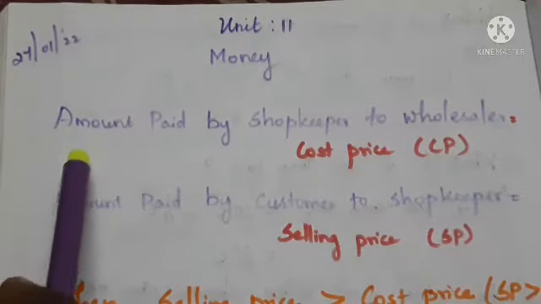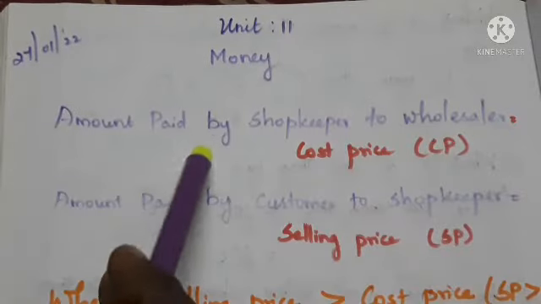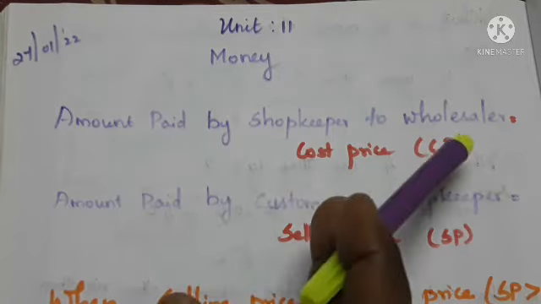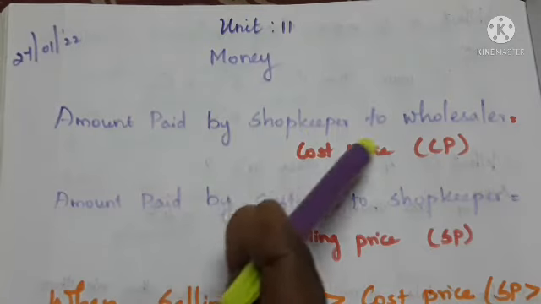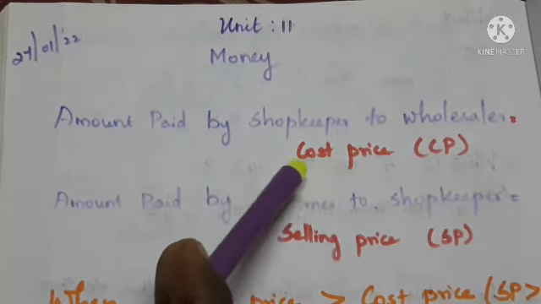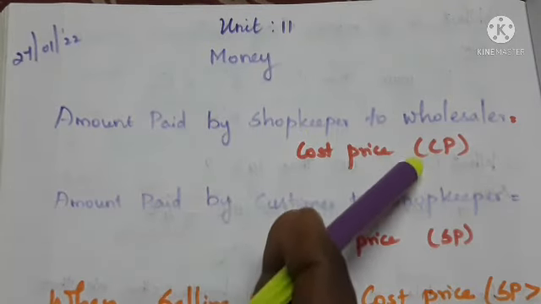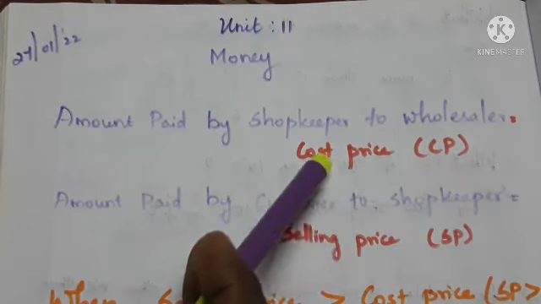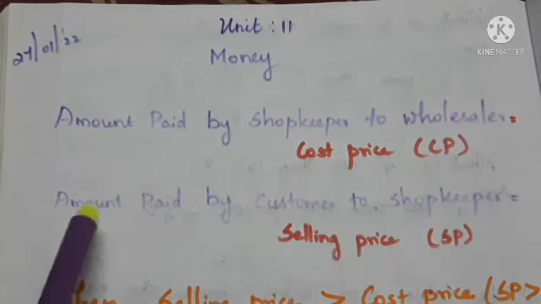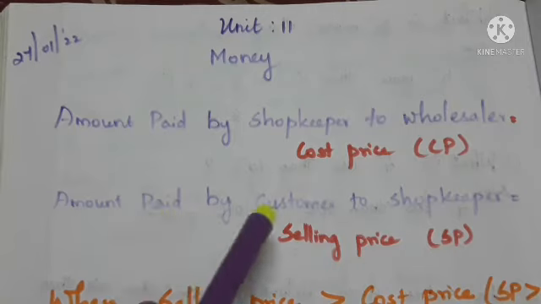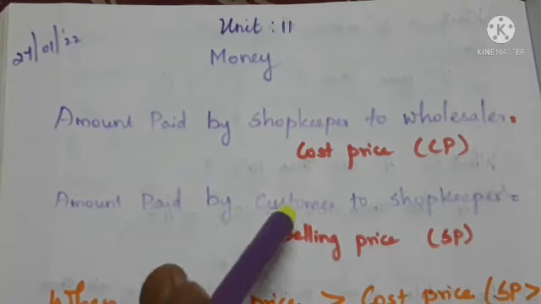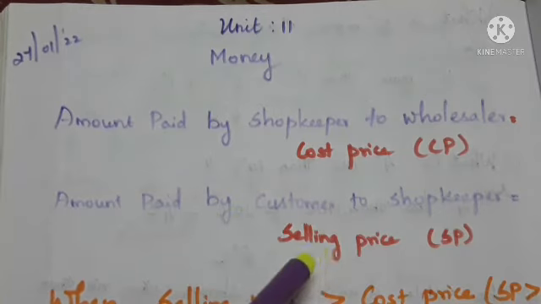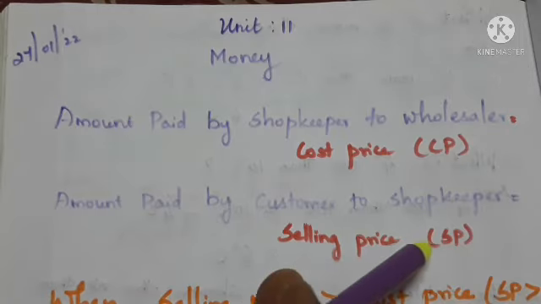So children, listen carefully. The amount paid by the shopkeeper to the wholesaler is called cost price, shortly CP. Next, the amount paid by the customer to the shopkeeper is the selling price, which we can say as SP.